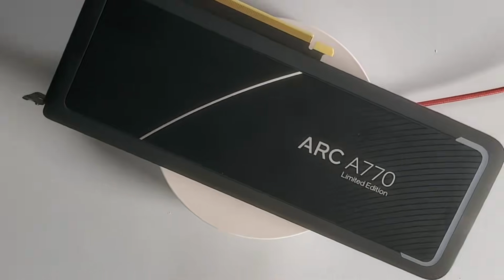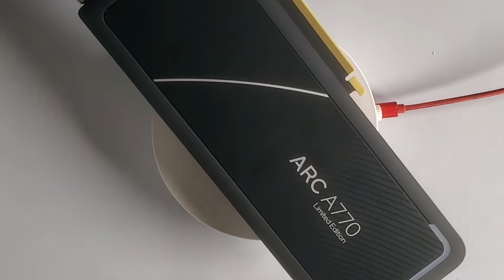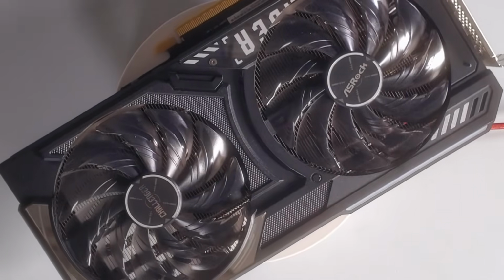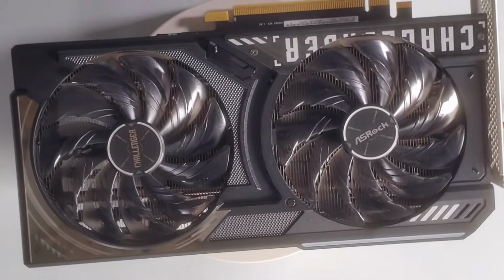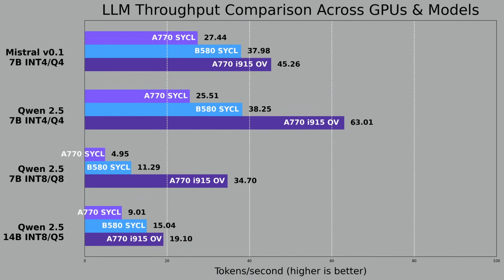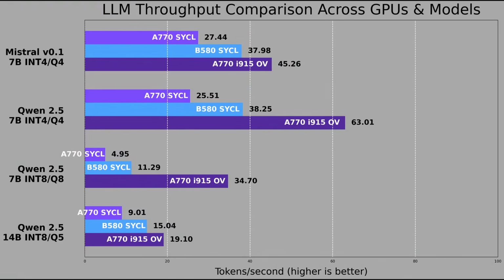Let's start by comparing OpenVINO on the A770 using i915 to both the A770 and the B580 running Sycl through llama.cpp. In my last video, the A770 running under Sycl was underwhelming, especially next to the B580. But here's a surprise. With OpenVINO, the A770 outperforms both the A770 and B580 running Sycl across every model tested.